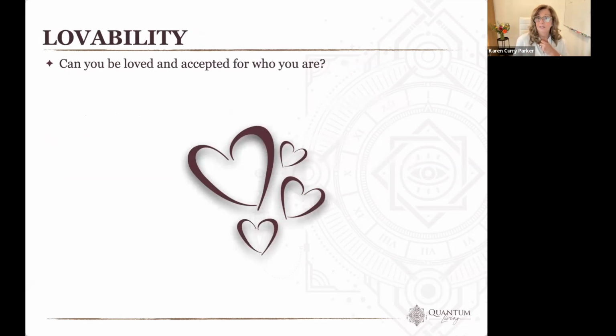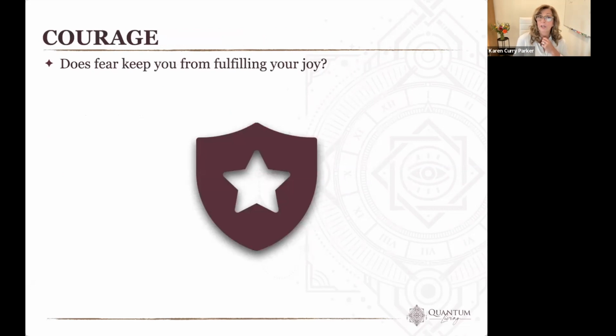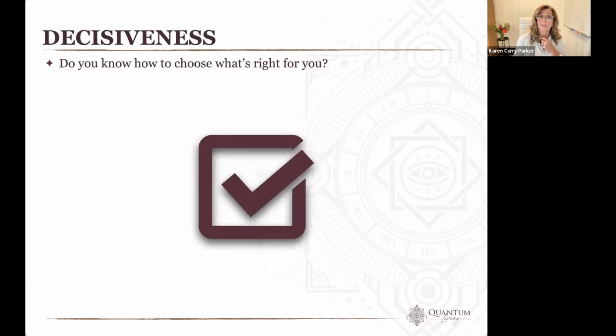Can you be loved and accepted for who you are? The second one is empowerment. You feel like you have control or influence over your life. The next one is courage. Does fear keep you from fulfilling your joy? The next one is decisiveness. Do you know how to choose what's right for you?